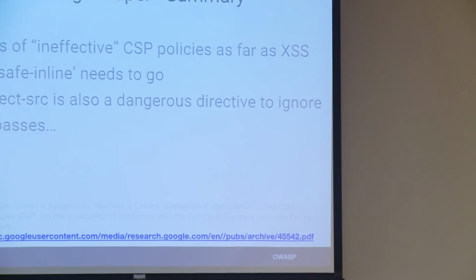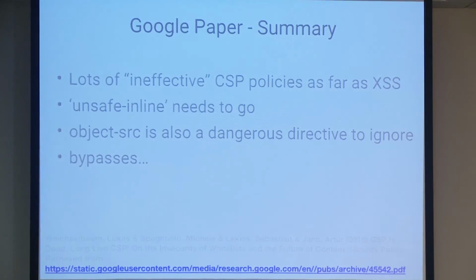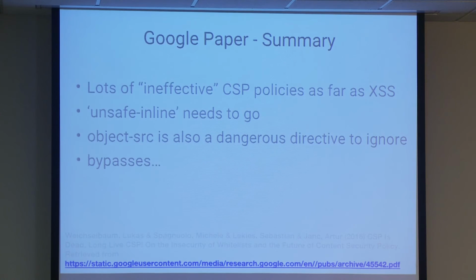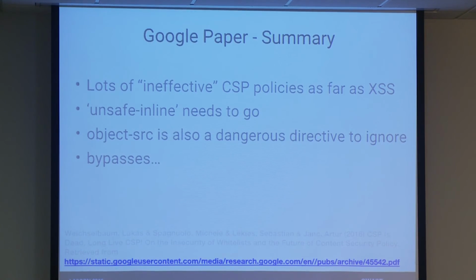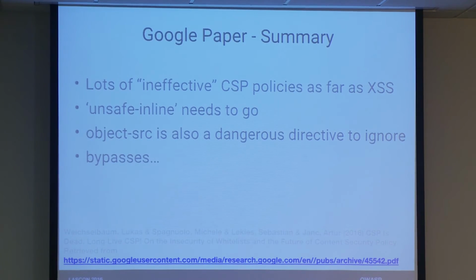And the Google CSP paper. So this came out, and the quick summary is, there are a lot of ineffective CSP policies as far as cross-site scripting is concerned. No disagreement there. Lots of unsafe-inlines, because that's the cheat people use because they don't want to track down all their inline scripts. And that makes it extremely easy to exploit when there's reflected cross-site scripting.